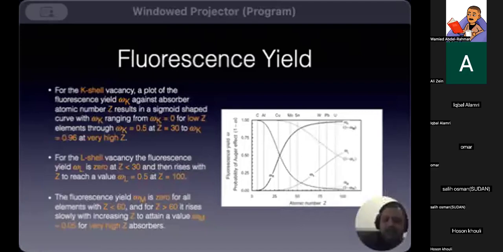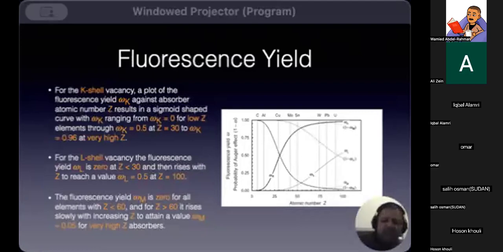Now, this starts roughly around Z equals 30, and it will reach a value at Z equals 100, although in nature, the highest Z material is uranium. Anything above 92 are man-made atoms, artificial or made in the lab. They're not found in nature. But at Z equals 100, the value is about 0.5. And for the M shell, the fluorescence yield starts at 60 and will reach a value around 0.05.